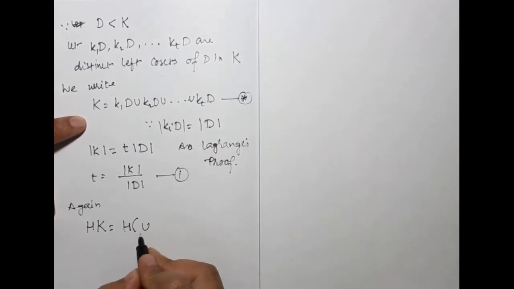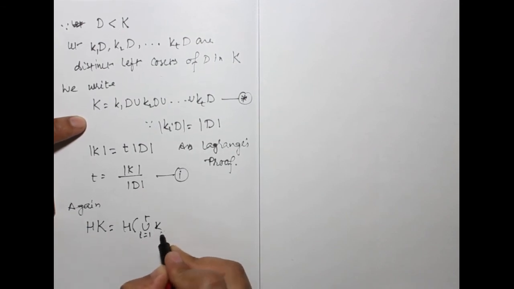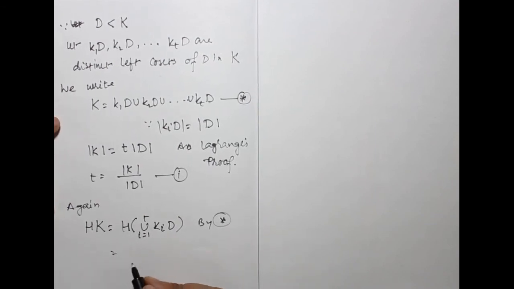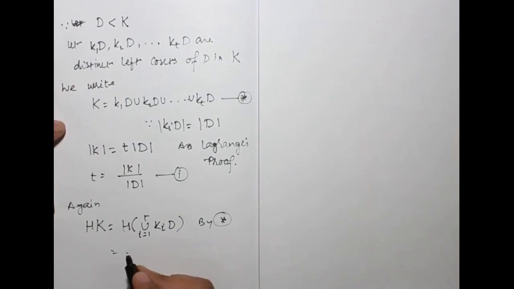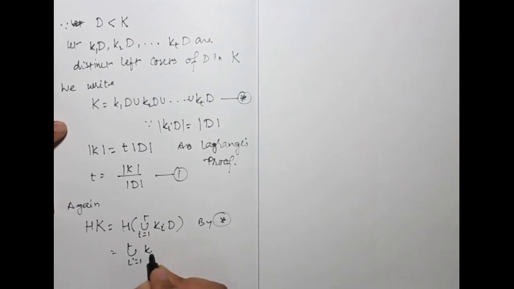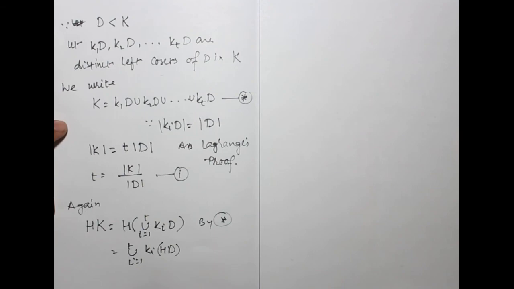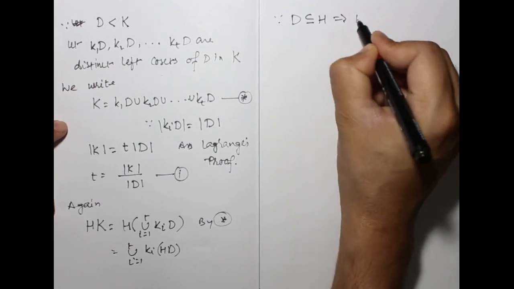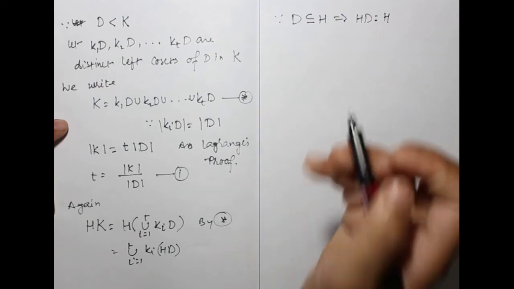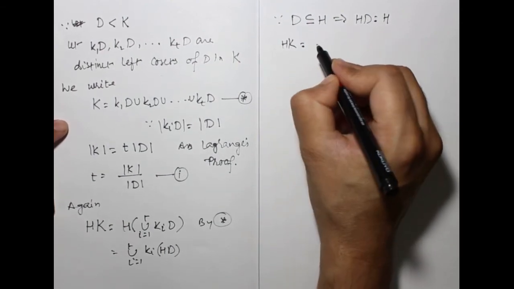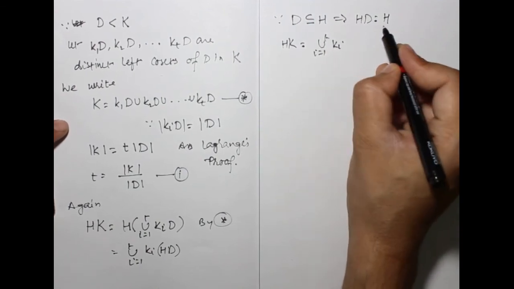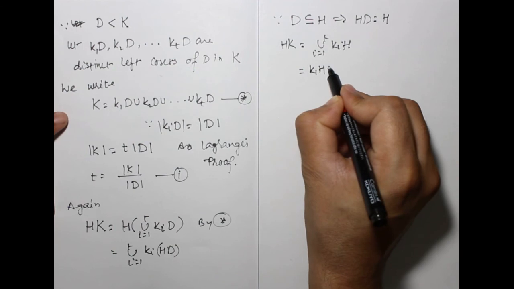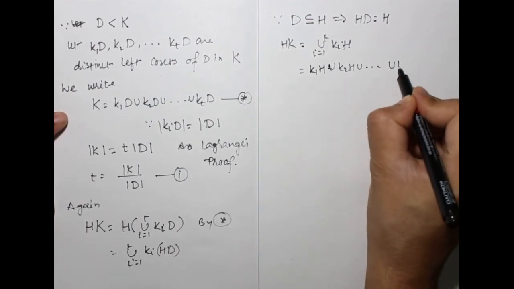asterisk, this is the union of I equals 1 to T, K_i D, asterisk. So we can write the union of I equals 1 to T, K_i H D. Now since we also know D is a subset of H, it implies HD equals H. So HK equals the union of I equals 1 to T, K_i, HD means H. This can be written as K1H union K2H union and so on, union KTH.